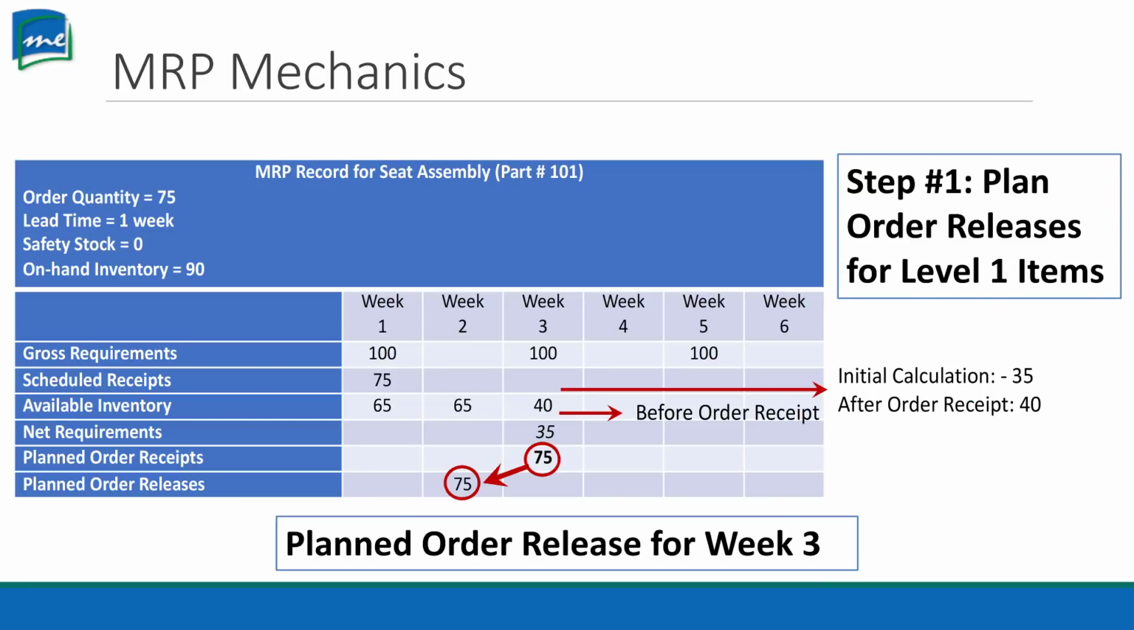But then when we do it, we need to look at our order receipts and our order releases. Because if we know it's going to take a week to come in, we need to be able to place that order and have it show up at the right time. So we're also doing the available inventory here. So we start off with an on-hand of 90 in this example here. So our gross requirements is 100. We're scheduled to get 75 in, and we have 65 of that 75 that's available.